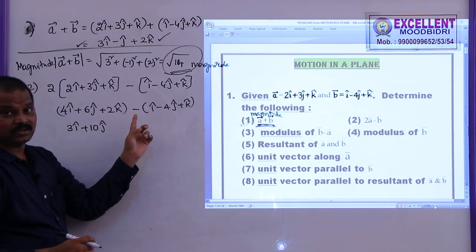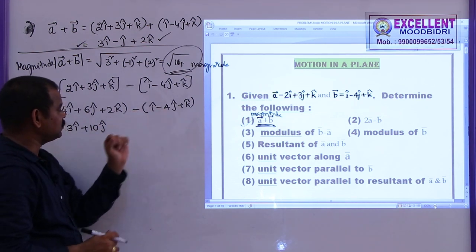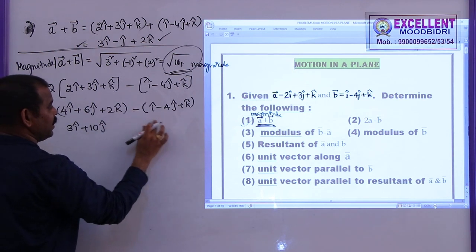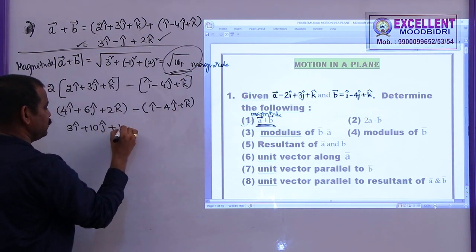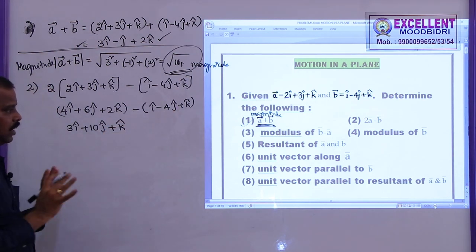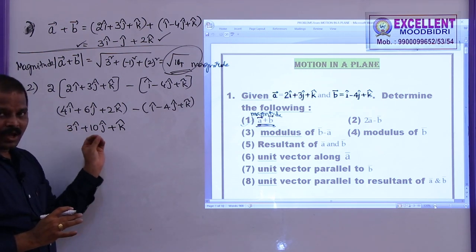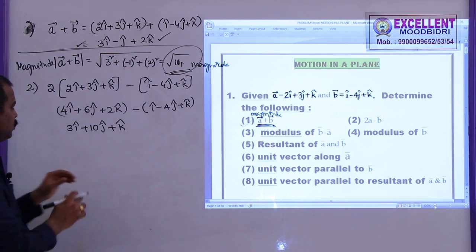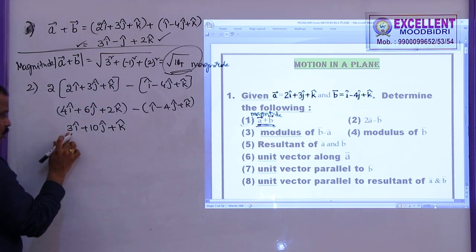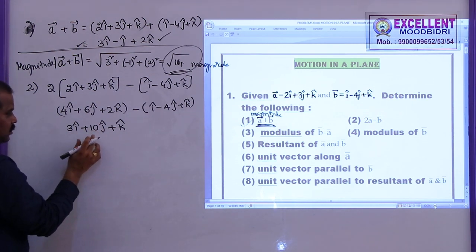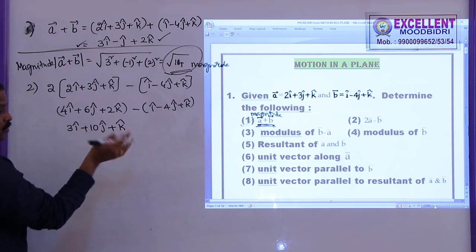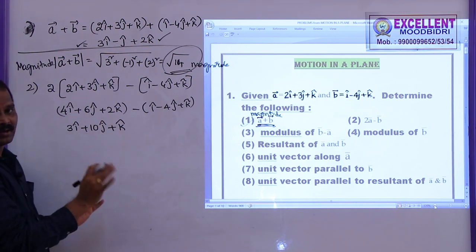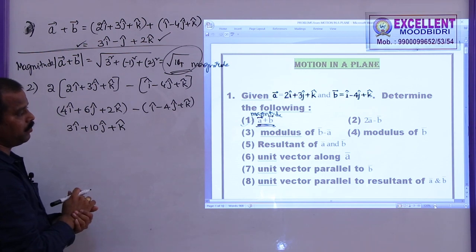Be careful here, some students are making mistakes while multiplying this. Now 2k minus of plus, minus, that is plus k cap. So this is also 2A bar minus B bar only. Suppose they ask you to find out the magnitude, then your answer will be root over 3 square plus 10 square plus 1 square, that is 9 plus 100 plus 1, root 110. Here they are not asking for the magnitude, just only the vector 2A bar minus B bar.